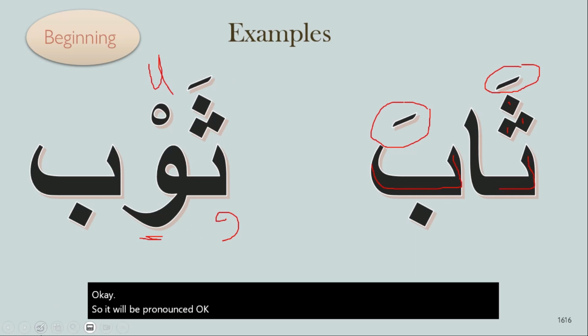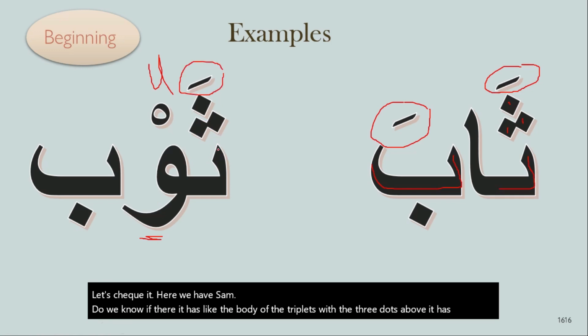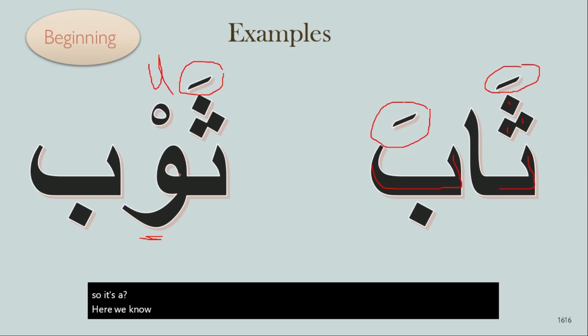Okay, let's check it. Here we have Tha. How do we know it's Tha? It has the body of the triplets with the 3 dots above. It has Fatha, so it's Tha. Here we know it's like U, but it has this mark. Let's try to remember that circle. Which vowel is that? No vowel. It should be just U, no vowels. And in the end it's this one with 1 dot beneath, ba.